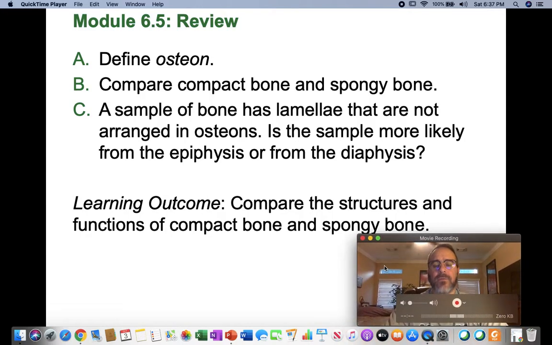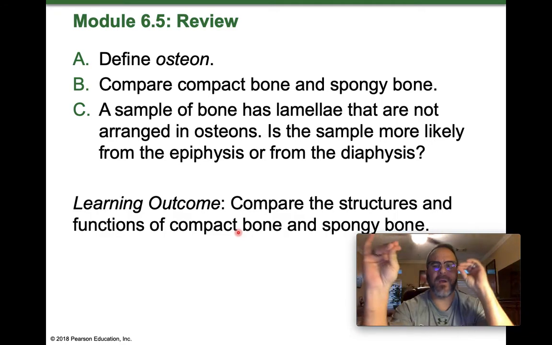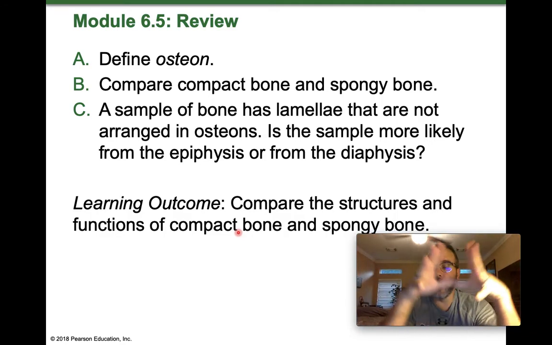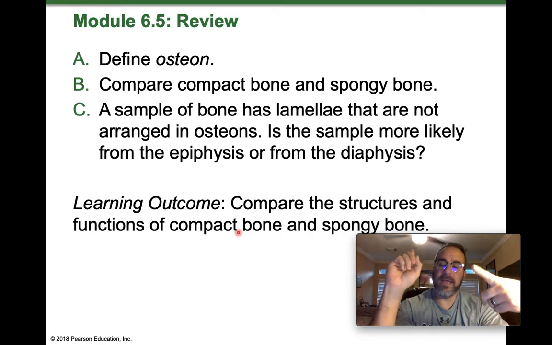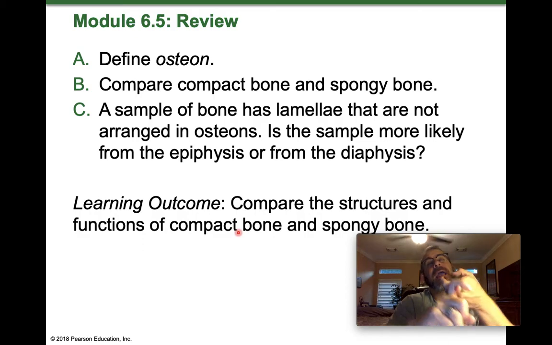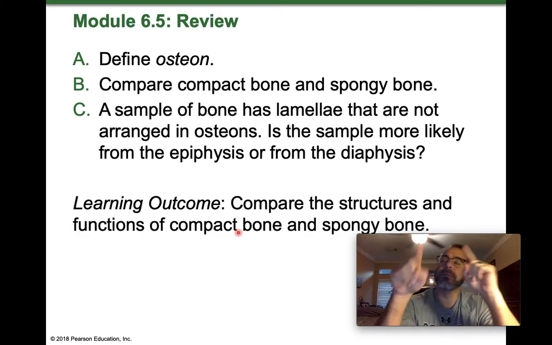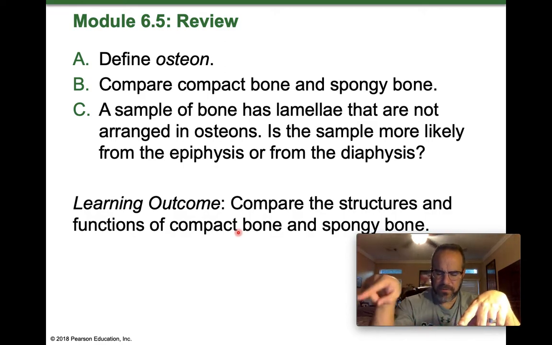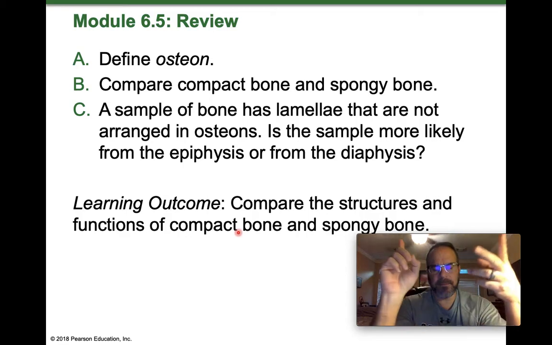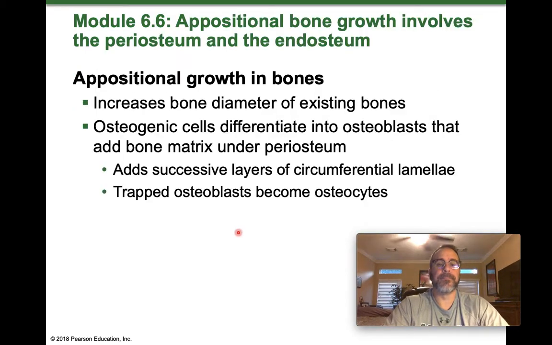Okay. Now, you should be able to tell me at this point what an osteon is. You should be able to compare and contrast compact bone and spongy bone, and you should be able to talk about the circumferential lamellae, the concentric lamellae, the interstitial lamellae. You should be able to label them all. Central canal, perforating canal, periosteum, and endosteum. You should be able to tell me what all of that stuff is and where it would be located.